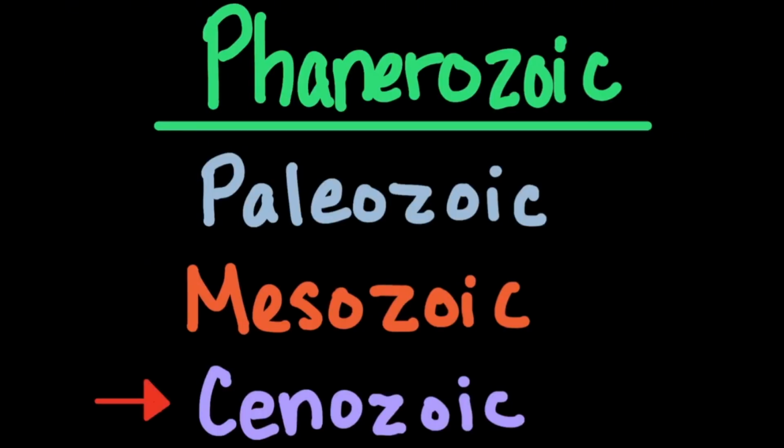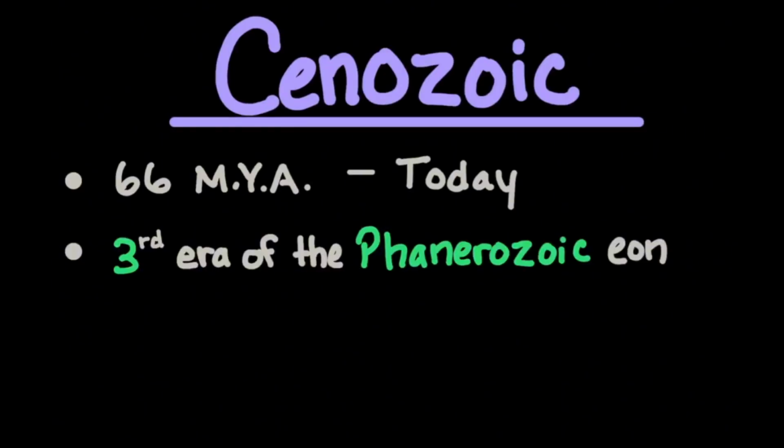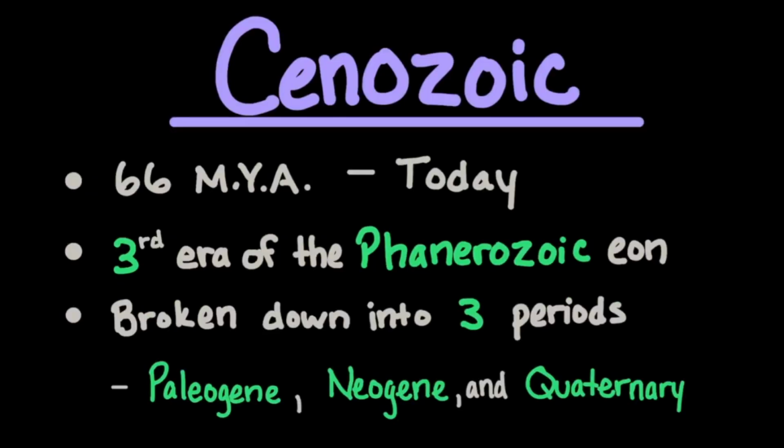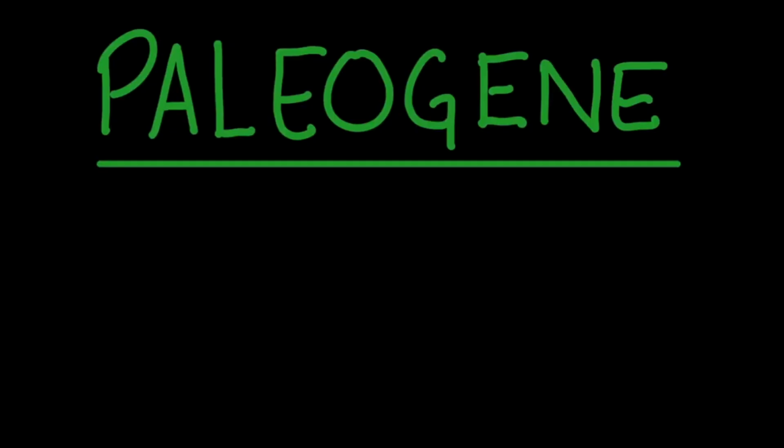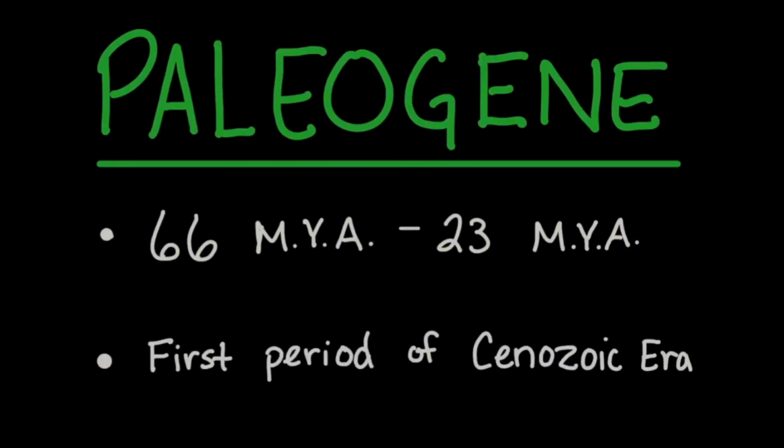We are now going to enter the Cenozoic era, which is the era we are currently in. The Cenozoic era spans from 66 million years ago to the present day. It is the third era of the Phanerozoic eon. It is broken down into three periods: the Paleogene, Neogene, and Quaternary. Today's episode will focus on the Paleogene period. The Paleogene was from 66 million years ago up until 23 million years ago. It is the first period of the Cenozoic era.